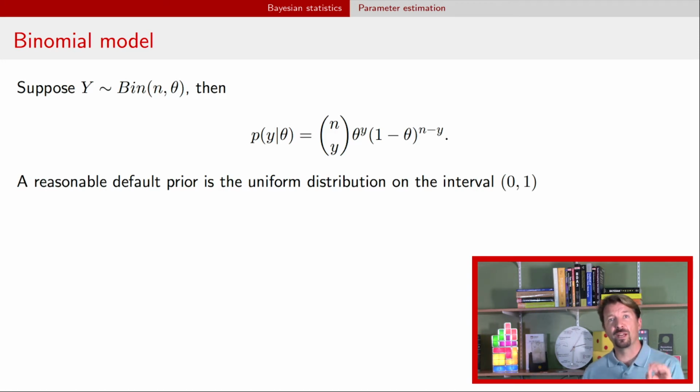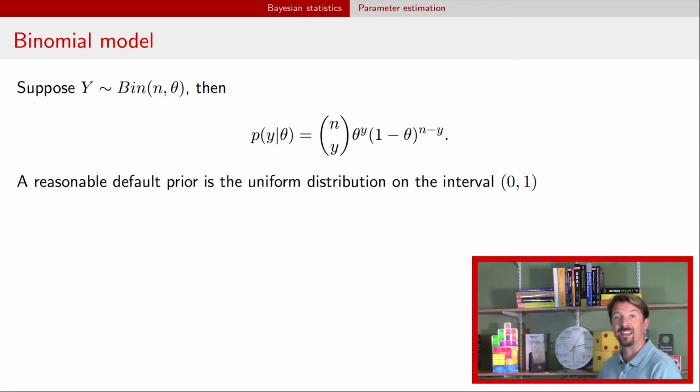And the binomial model, remember, is just a model for the number of successes out of n attempts. Right? So it's an integer from 0 up to n. It has a probability mass function right here, given a value theta. That's a probability of success.